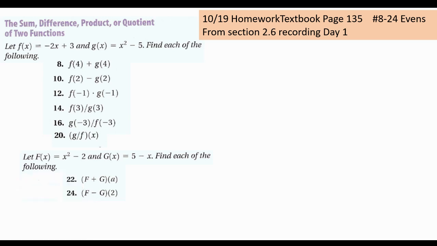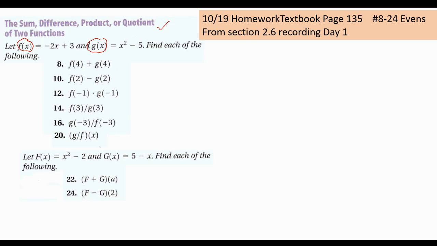Okay, so this is yesterday's homework from 1019, textbook page 135, number 8 through 24 evens. And if you need to go look back at the recording, it's on Google Classroom yesterday on 1019, section 2.6, recording day 1. Okay, so it says to find the sum, difference, product, or quotient of two functions. And then they give you the two functions. So for wherever you see an f, you're going to use the negative 2x plus 3. Wherever you see a g, you're going to use the x squared minus 5.